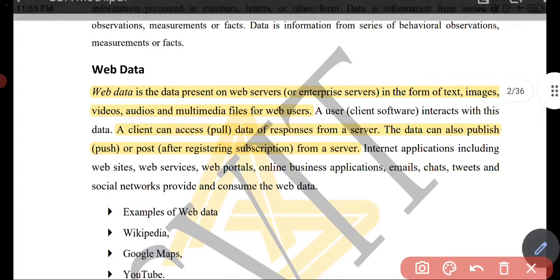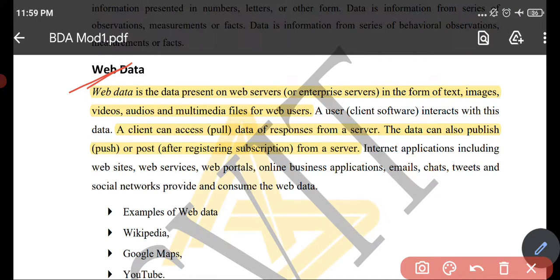We have different forms of data, and one form is web data. Web data is data present on web servers or enterprise servers in the form of text, images, videos, and audios. The data stored in a website or any web server is web data. Here the client can access the data, that is pull the information from the server, and can also publish the data, that is push, or post the data to the server. These are the different types of operations that can be performed on web data or a web server.